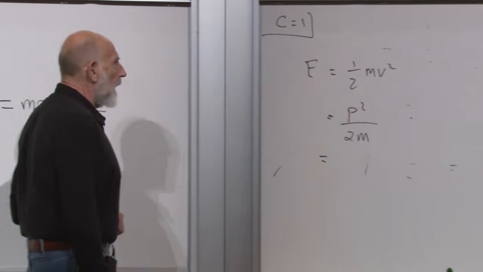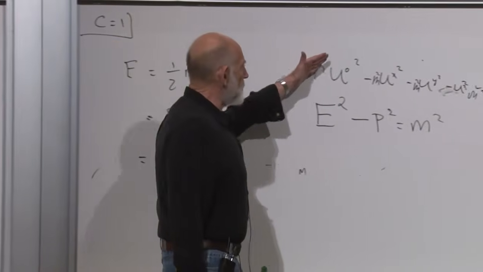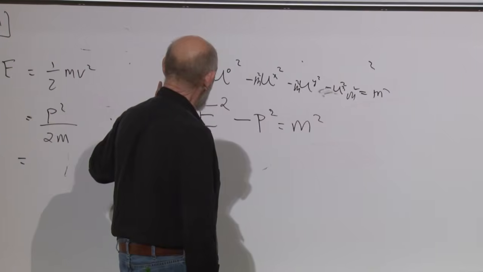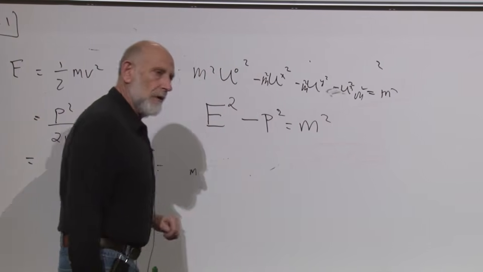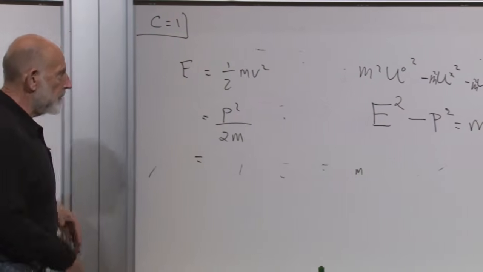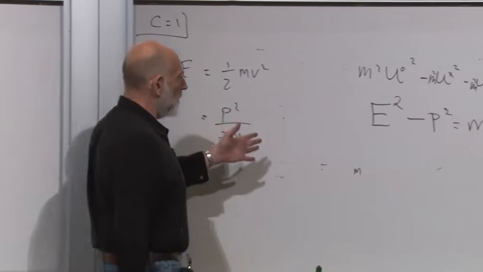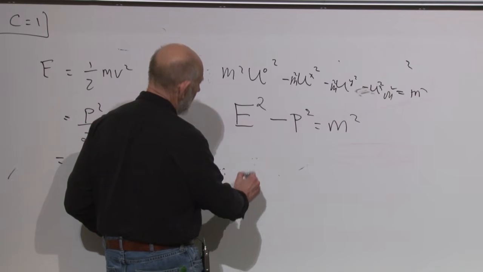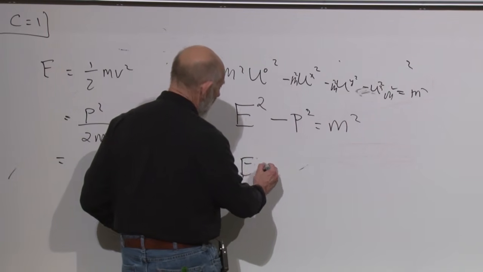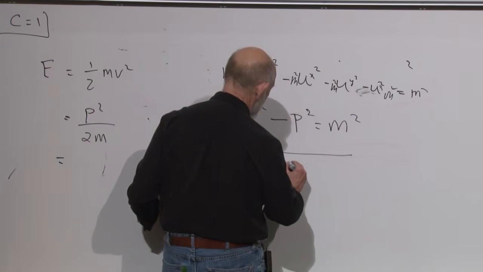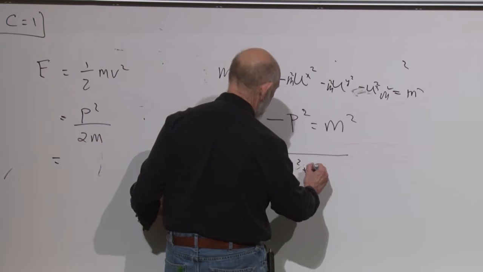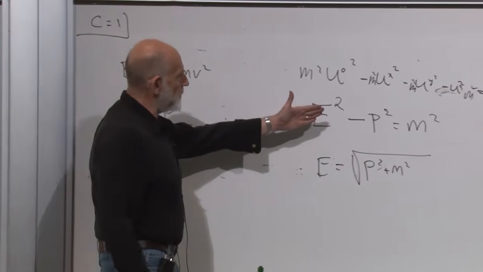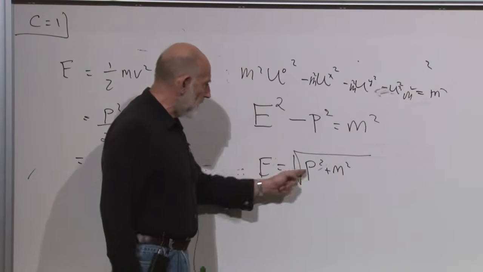In terms of the 4 velocity, it's u0 squared minus u vector squared equals 1. In terms of the corresponding components of the 4 momentum, energy and momentum, it's E squared minus p squared equals m squared. Or I can write that as E equals the square root of p squared plus m squared. I moved the p squared over to the right-hand side and took the square root.